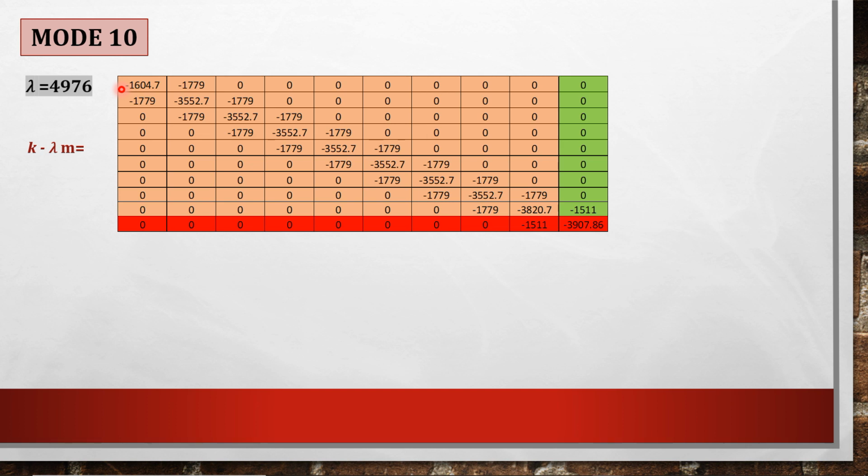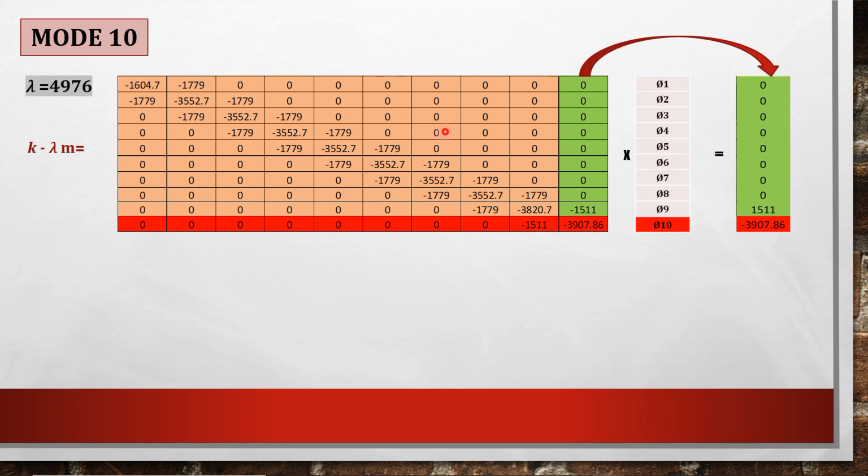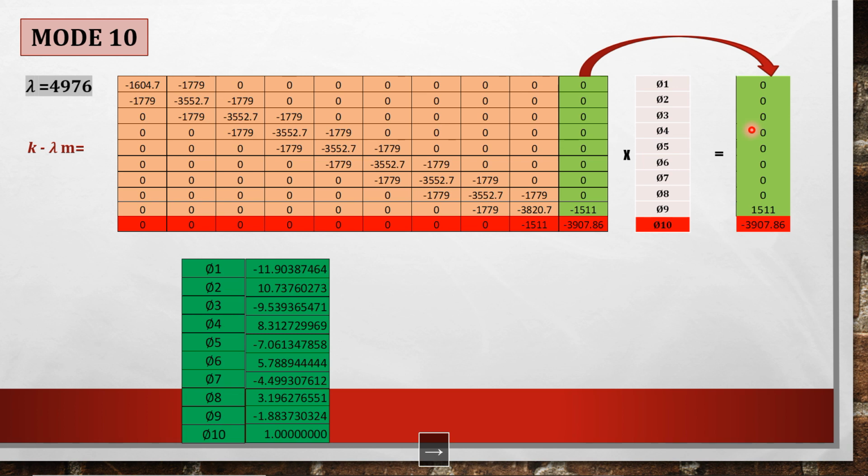So, characteristic equation dito. I-plug in natin yung value natin. Then, transpose or lipat natin ito sa kabila. Negative becomes positive. Then, this value, 9 by 9 matrix, inverse of this 9 by 9 matrix will be multiplied to this vector. Then, our eigenvector will be this one. Ayan, 10 eigenvector. We assume that the eigenvector 10 or the phi 10 is equals to 1. Then the mode shape, ito na yan.